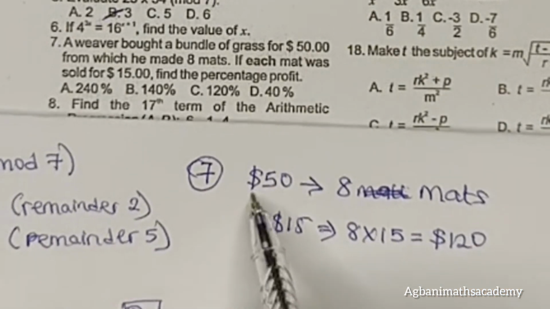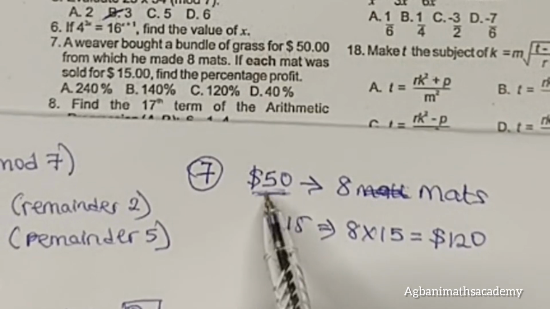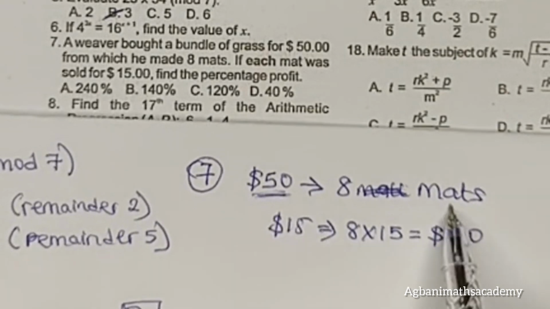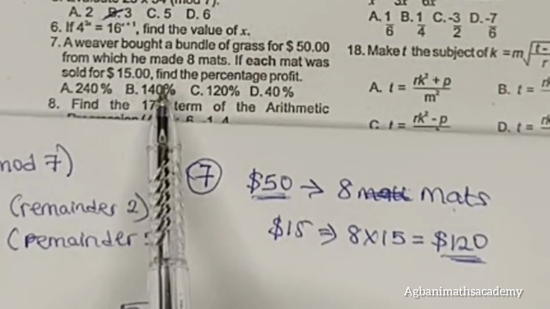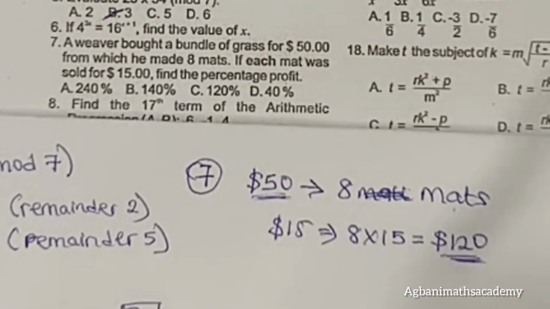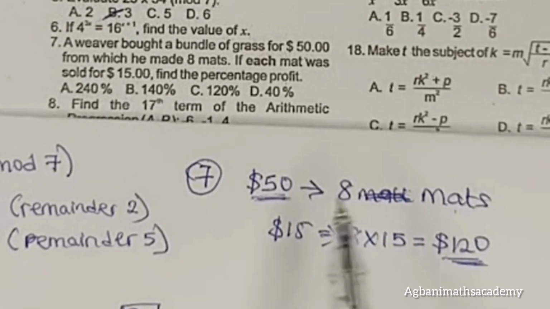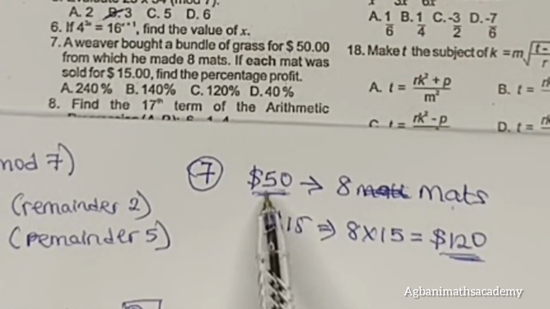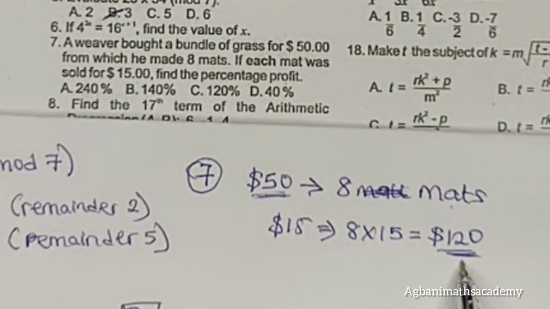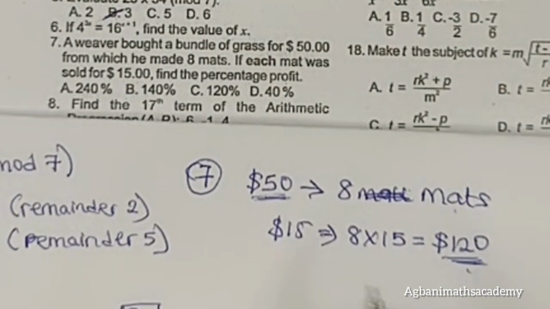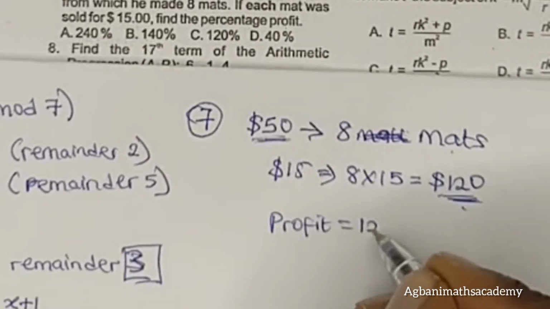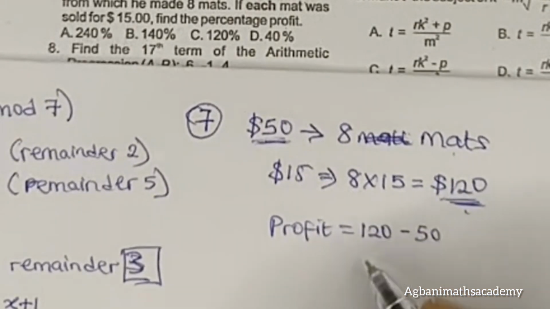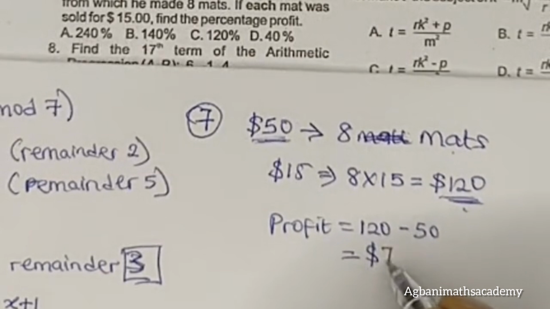So he bought the grasses, the bundle of grasses for $50. He used the bundle of grasses to make 8 mats and then sold them for $120. Now they're asking us, find the percentage profit. So from what we have analyzed, the cost price is $50. The selling price is $120. So the profit is 120 minus 50. So he made a profit of $70.